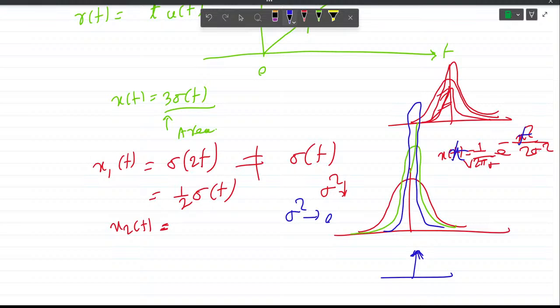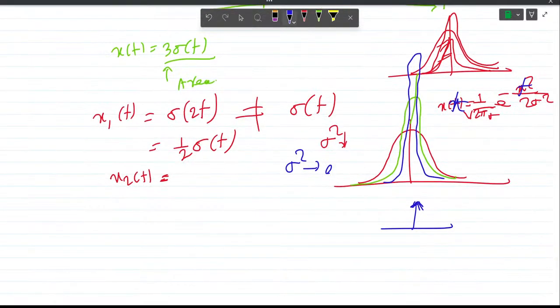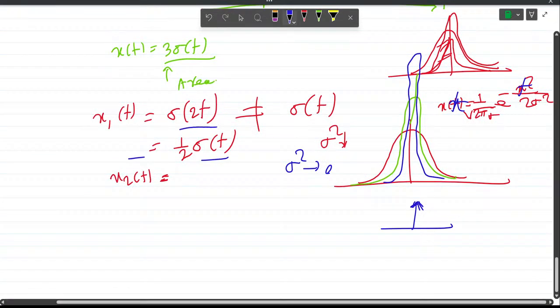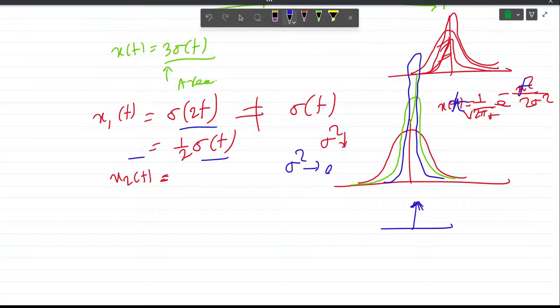So using this definition of the impulse, if you try yourself, you can easily derive all these scaling properties. Why does delta of 2t become half delta t? Similarly, delta of half t means exactly twice the area of delta t. So it will be very useful.